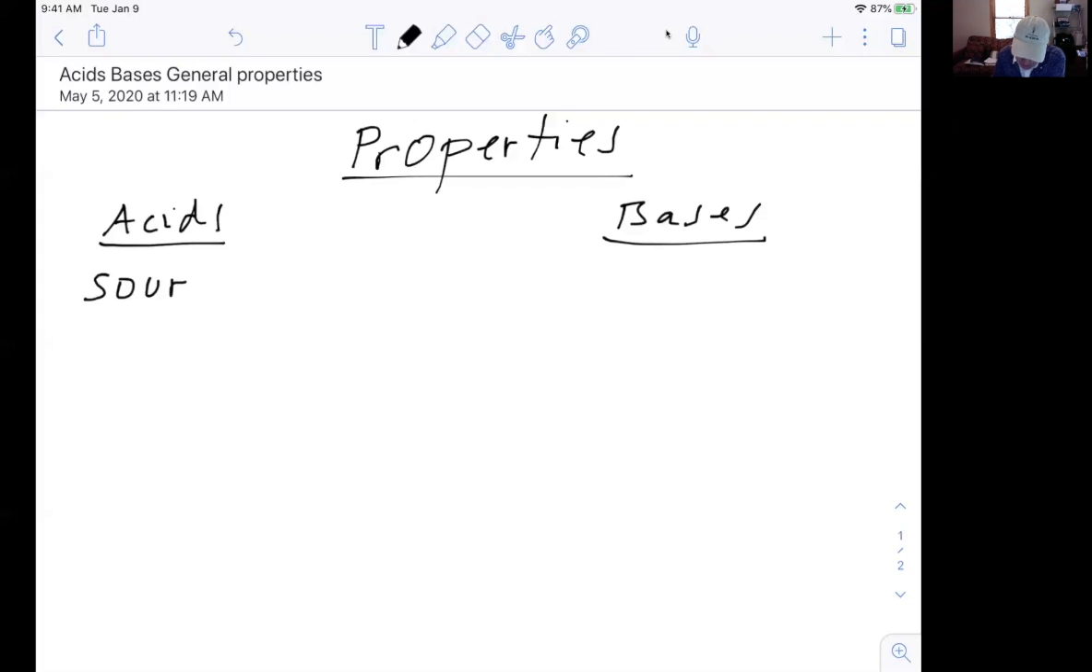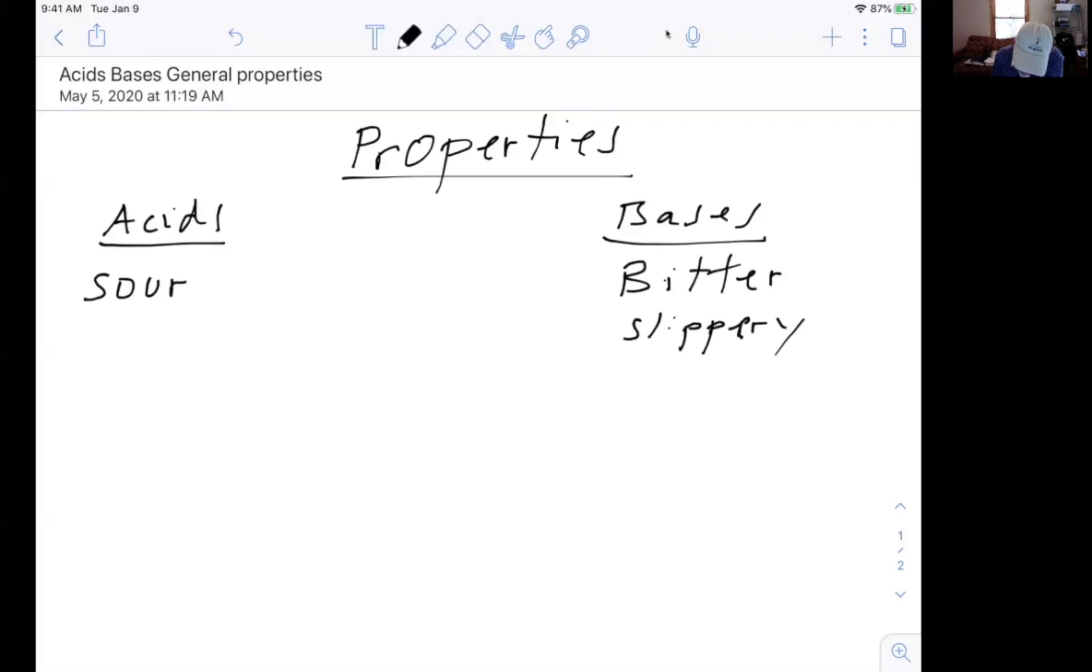Bases, on the other hand, are bitter. And those of you that have ever had the opportunity to eat some soap, you probably had a bitter taste in your mouth. Coffee is also bitter. So bases are typically bitter. In terms of touching and feeling, there's another property with bases. Bases are slippery.